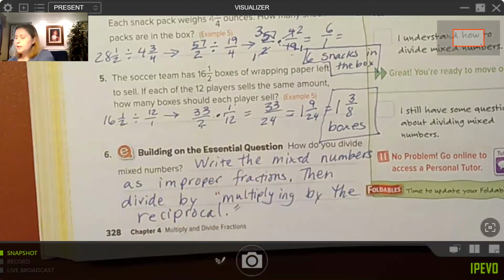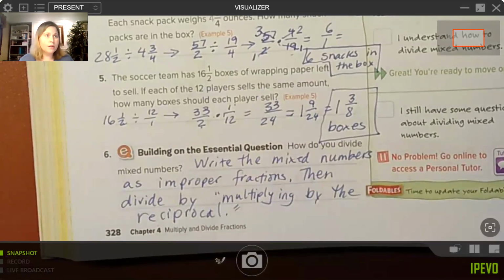Okay, and so then tonight's homework. So great job with that. That is how to divide with mixed numbers.